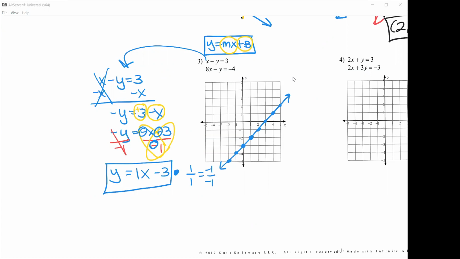Okay. So then, I'm running out of room. All right, so let's do this one down here.